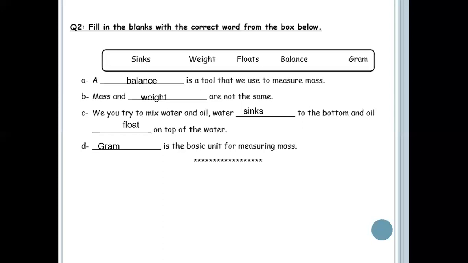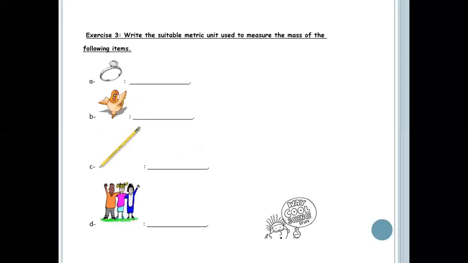The last question here is exercise 3. Write a suitable metric unit used to measure the mass of the following items. Do you remember what the units of mass are? Kilogram or gram, wonderful. We use gram for light things, but we use kilogram for heavy things. What about the ring? Gram, wonderful.